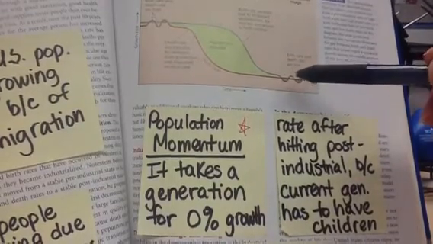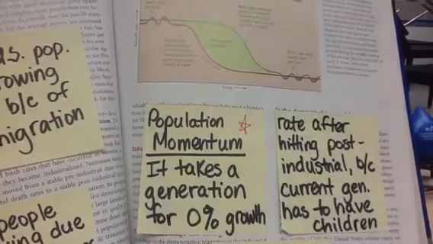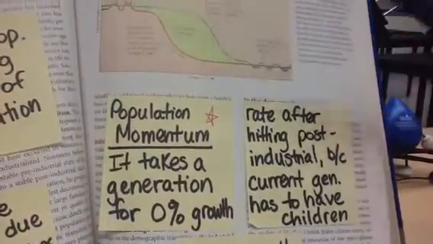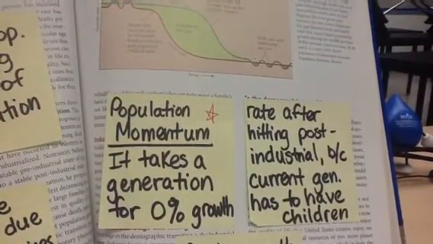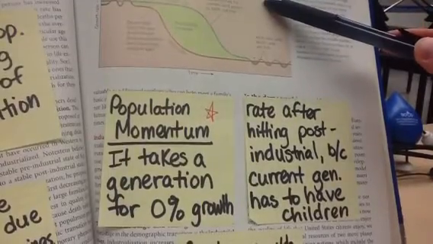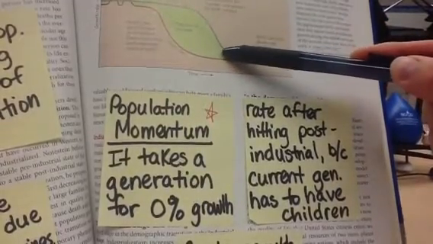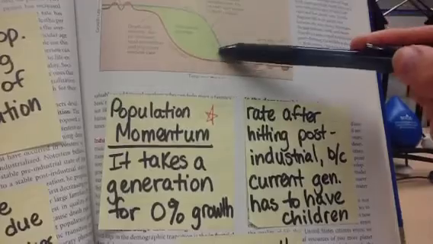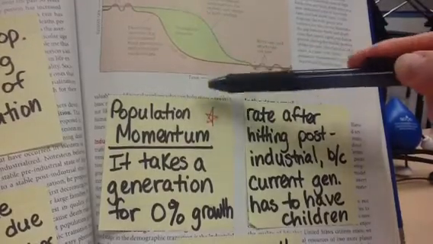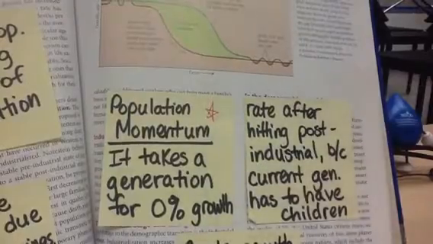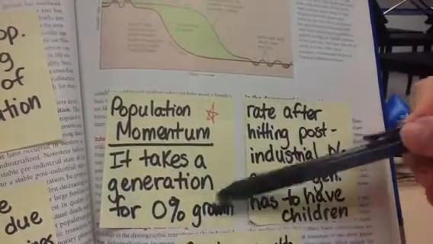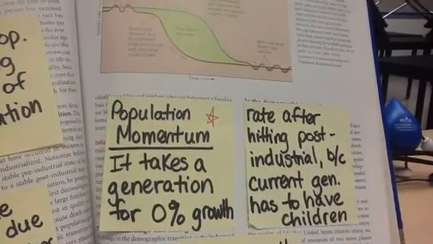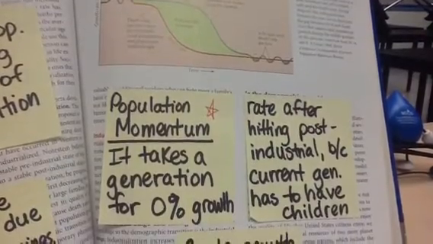It still takes a generation to hit your 0% growth because the current generation that is large has to have children. So after you hit post-industrial stage, you've still got a bunch of kids that were born here, and they've all got to have their children. And maybe it is only 2 children now. But here it was more like 4 or 5. So again, population momentum, it takes a generation, which is 20 years, for 0% growth rate after you hit this stage, because the current generation has to have children. And once they're done having children, then you're going to hit 0% growth.